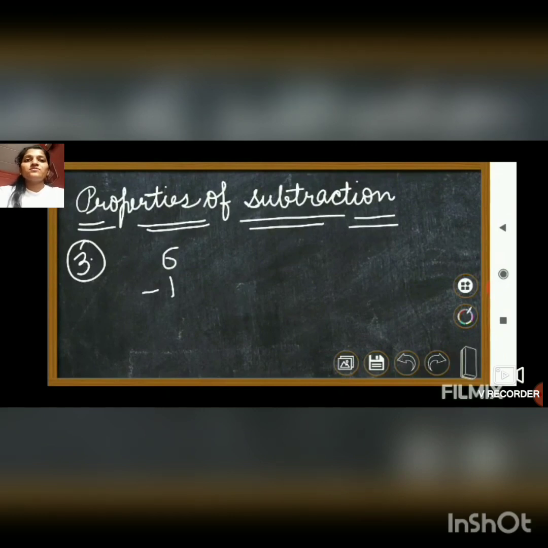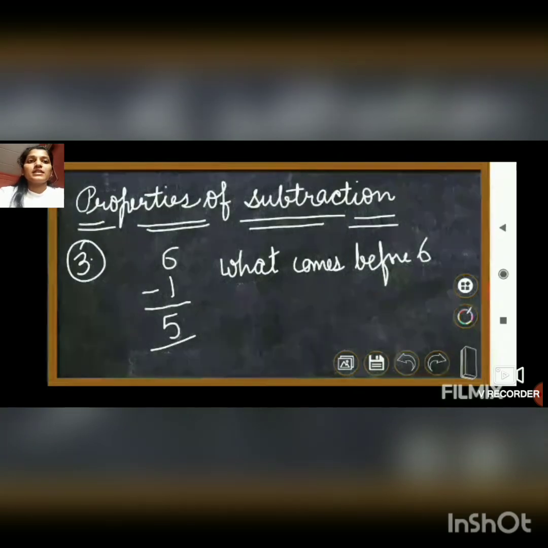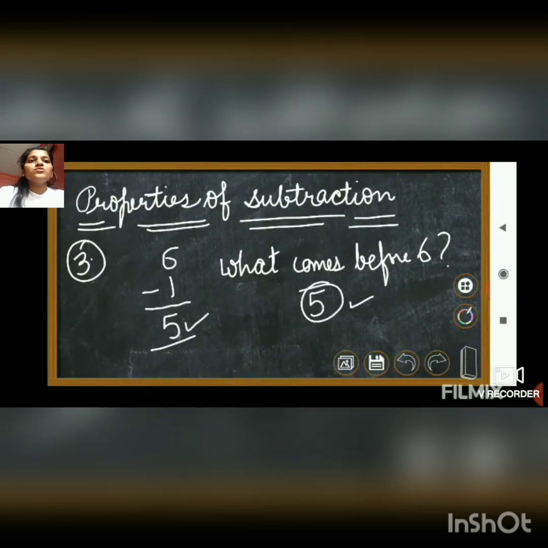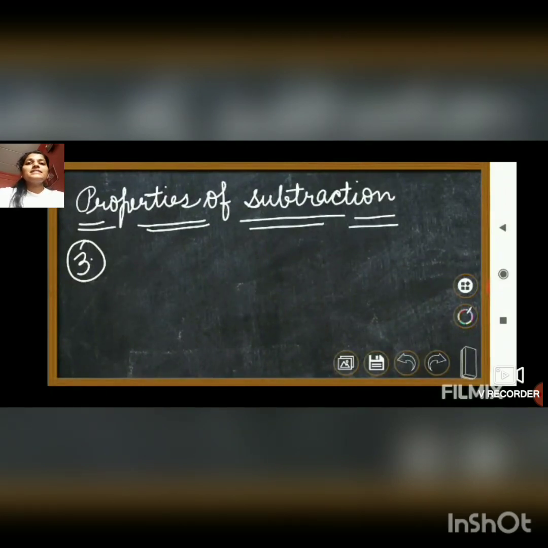So 6 minus 1 we are taking. We can see that 6 minus 1 is 5. That means 5 is the predecessor of 6. What comes before 6? So here is the question: what comes before 6? 5. And our answer is also 5. So that is our third property: when we subtract 1 from any number, we get the predecessor of that number. That means the number just before that particular number.